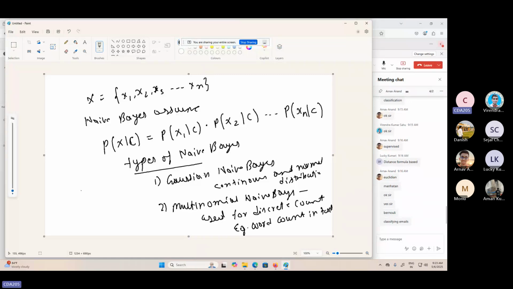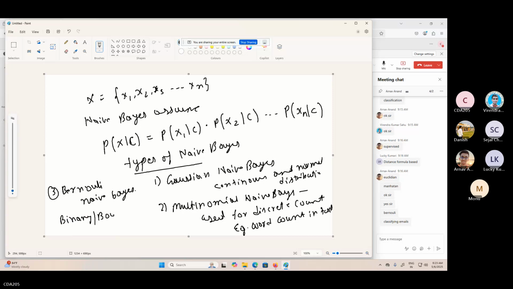And third is Bernoulli naive Bayes. That is for binary and Boolean features, that is the word presence in text.